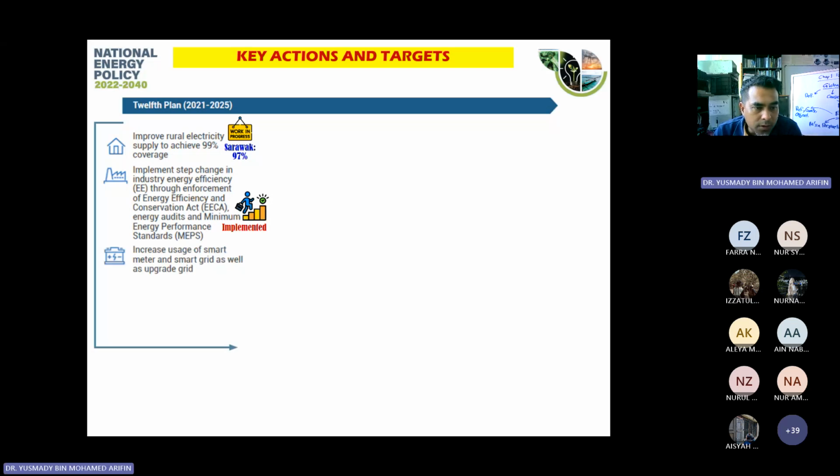Next, increase the usage of smart meter and also smart grid as well as upgrade grid. So the government already, especially TNB, already implement this kind of smart meter. Around 1.2 million already installed, especially in Melaka and also in Klang Valley, the smart grid, the smart meter.